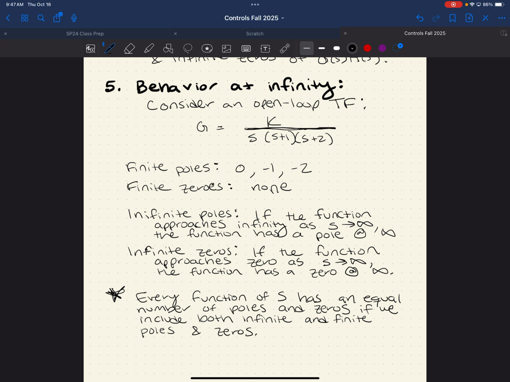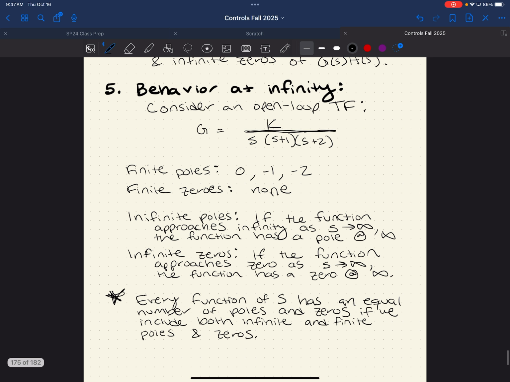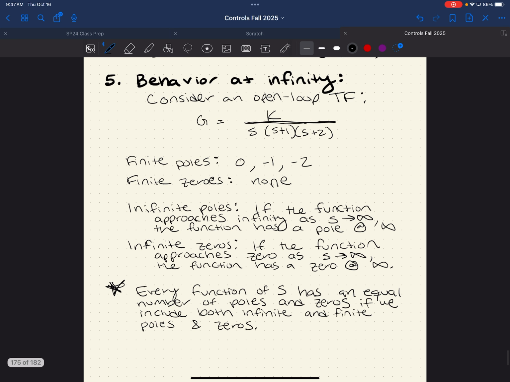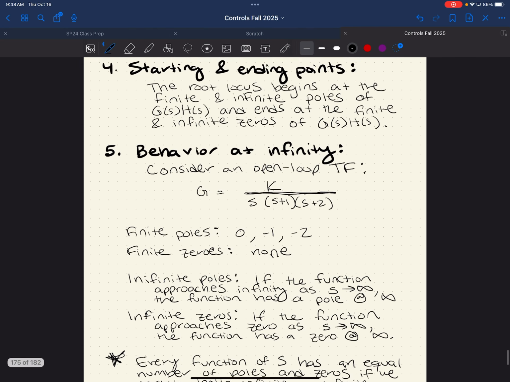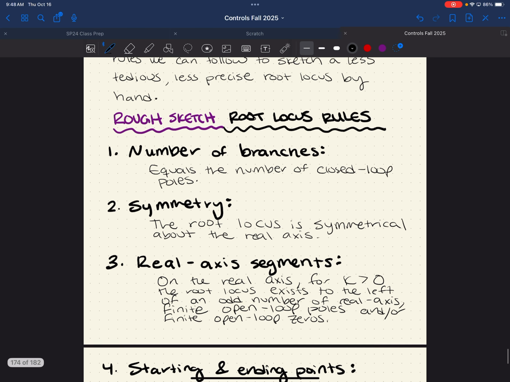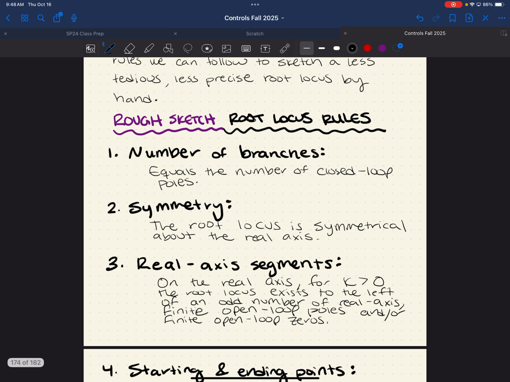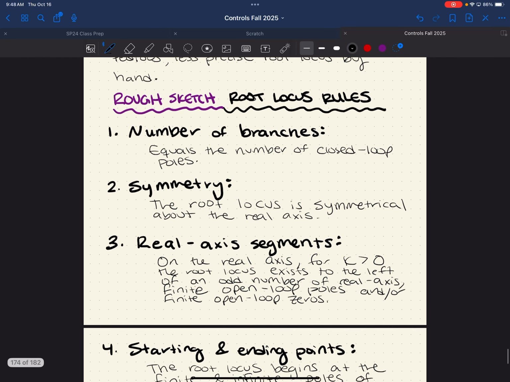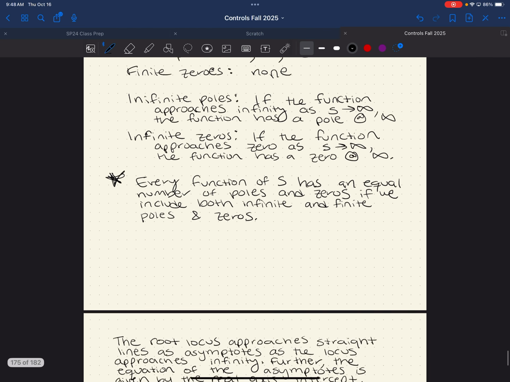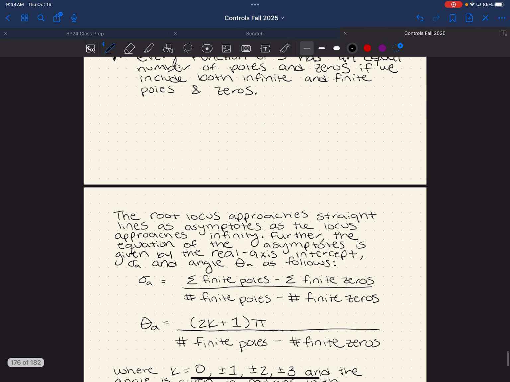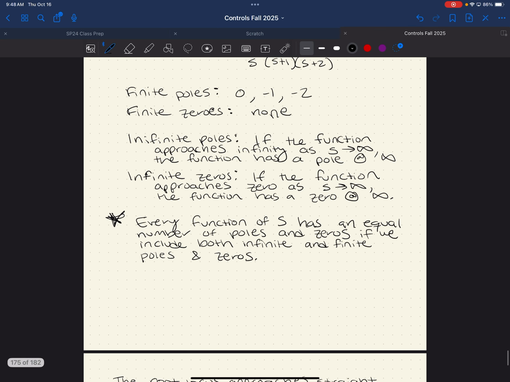Yeah, John? So some of the rules apply to open loop, some to closed loop. So I guess would we be sort of messing with the transfer functions to see if they apply to certain rules? Yes, you will. However, for the most part, the number of branches equals the number of closed loop poles. For the most part, your open loop poles are going to be the same number as your closed loop poles. Okay. Yep. So for the most part, we're talking about, I guess, open loop.